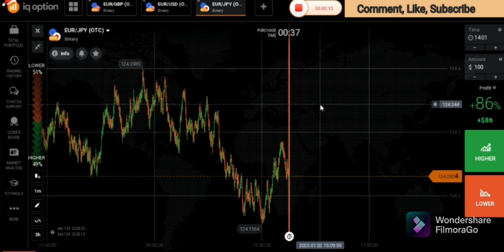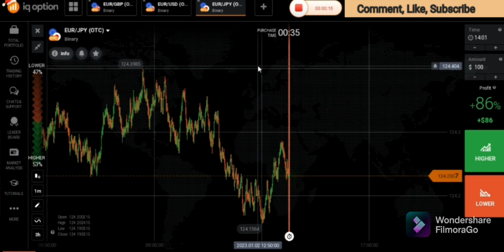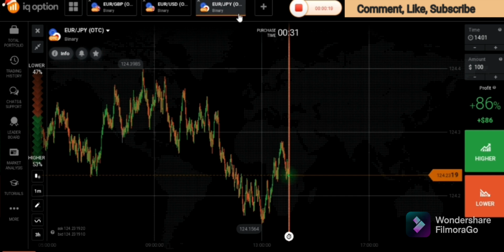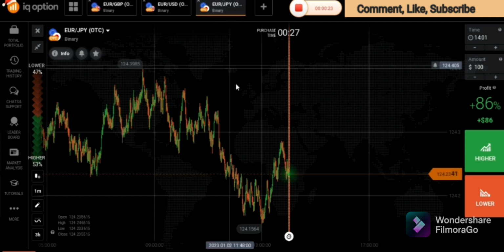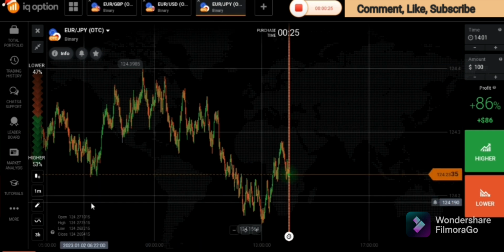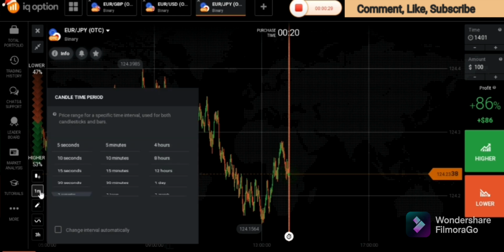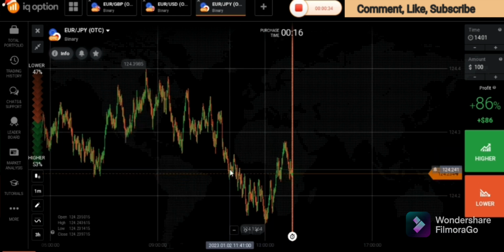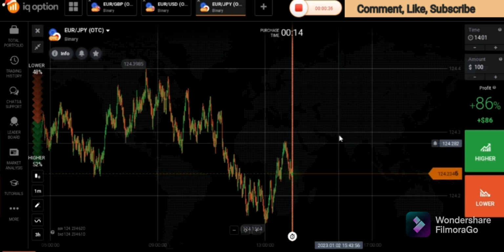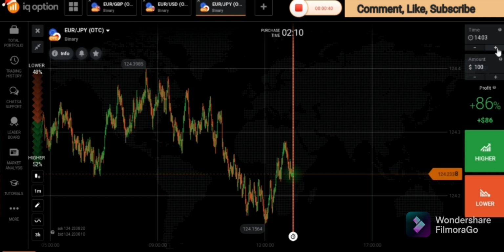So this is binary options trading, and I'm currently opening the Euro JPY currency pair, and like I just said, this is binary options, and I'm currently analyzing the 1 minute candlestick, as you can see here, and I'm going to be looking for the opportunity to take a trade for 5 minutes expiry time. So I will have that set up.